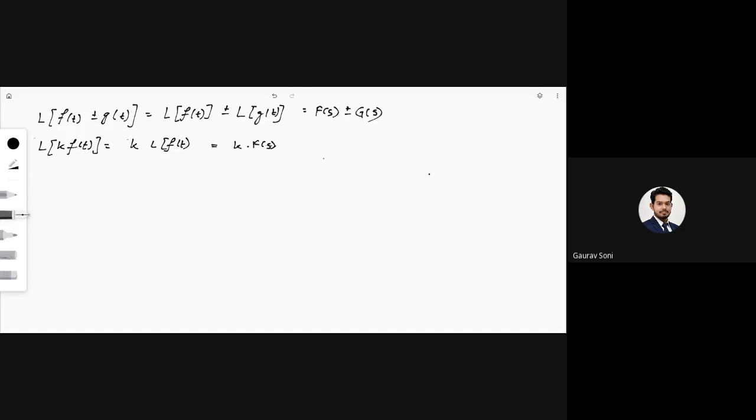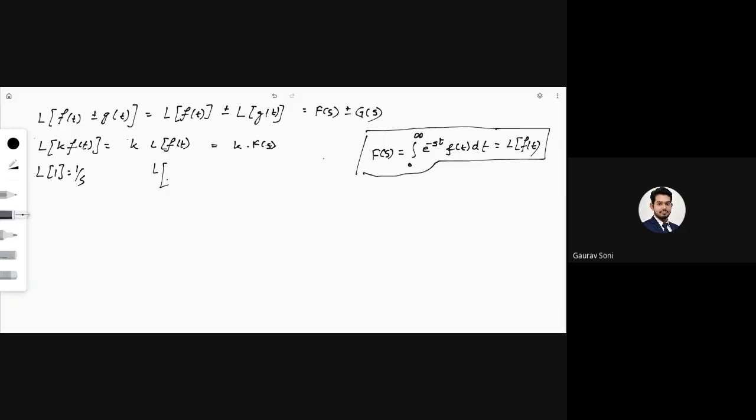The basic definition of the Laplace transform is the integral from 0 to infinity of e to the power minus st f of t dt. When you solve this integral, we get the Laplace transform of the function f of t, denoted by capital F of s, which can also be written as Laplace of f of t. Using this, we have found that Laplace of 1 is equal to 1 by s.